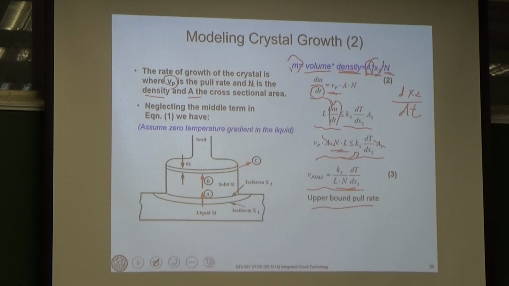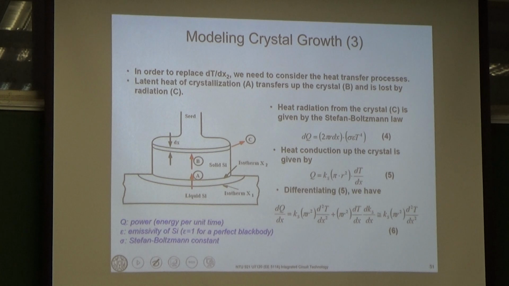Right? But for the heat transfer to your solid, we need to replace this term d2T/dx2, because the rest of the parameters we already know. So in order to replace d2T/dx2, we need to consider the heat transfer process. Okay. So here is the latent heat of crystallization A. It will transfer up to the crystal B, and is lost by radiation C.